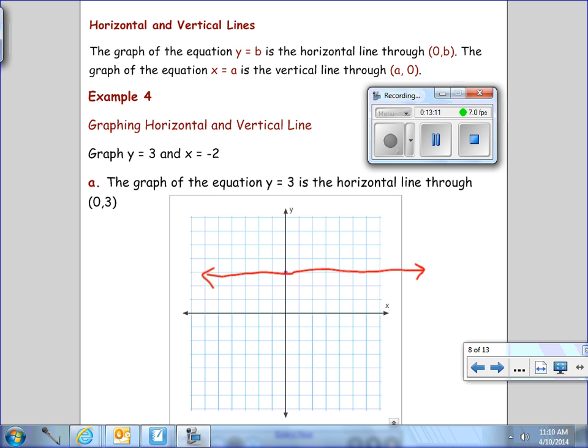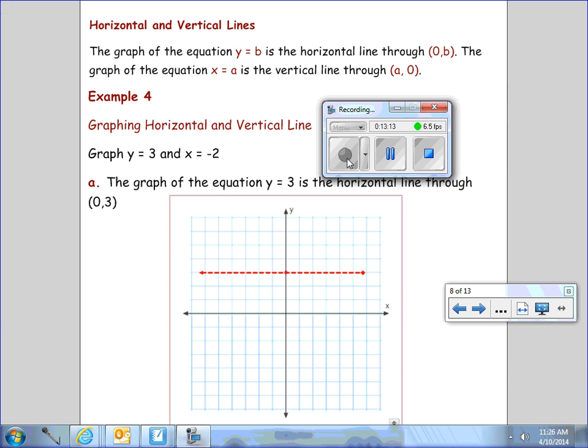So in A, you'll notice on this graph, when y is equal to 3, you just plot it as if the x coordinate is 0, the y coordinate is 3. And you draw your line with 2 arrows at the end.